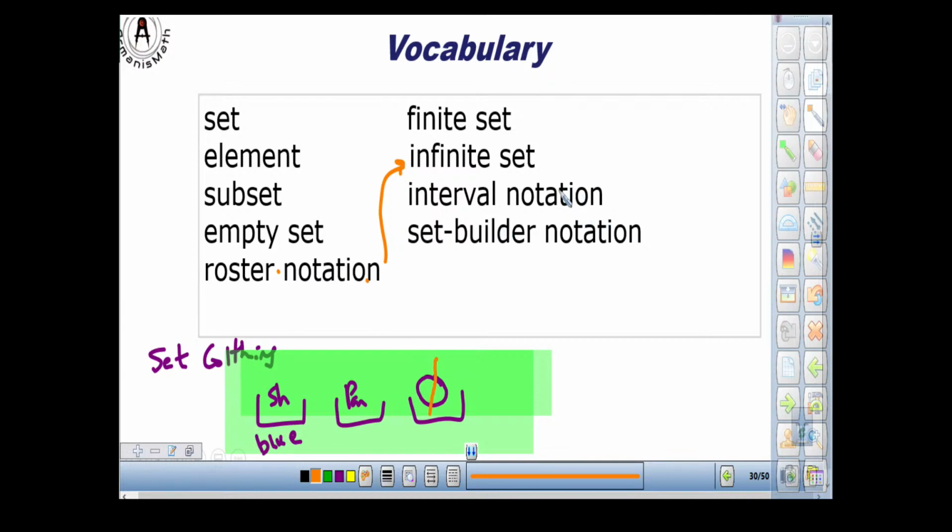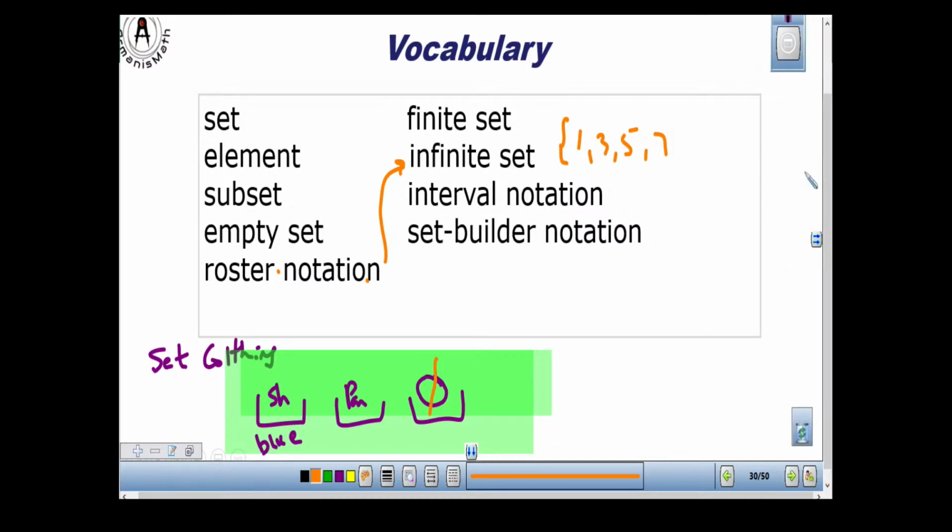Here's an example of infinite. What if I said, can you list all odd numbers? You can list, for example, 1, 3, 5, 7, all the way through infinity. That's going to be an infinite set, which you do not use roster notation for. Usually you don't choose that route. You choose something else, like the set builder notation. Ooh, what a fancy word. You choose the set builder notation for that purpose.